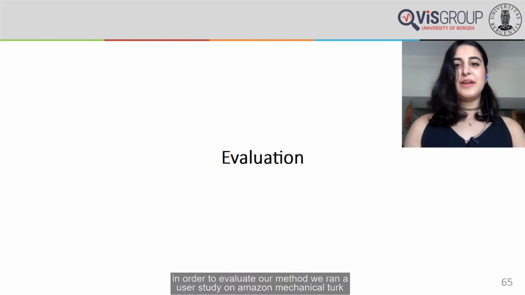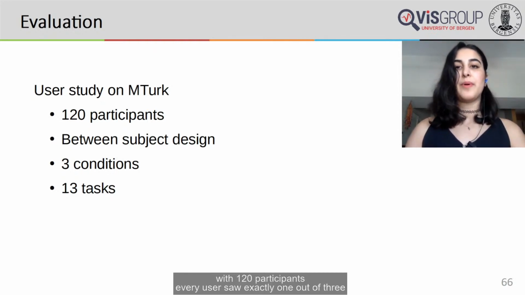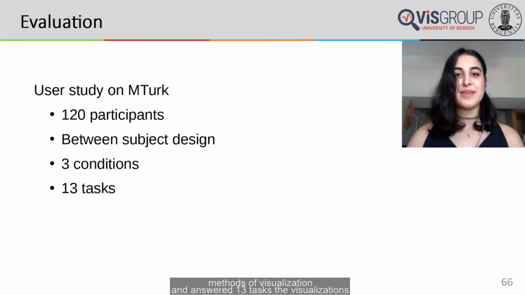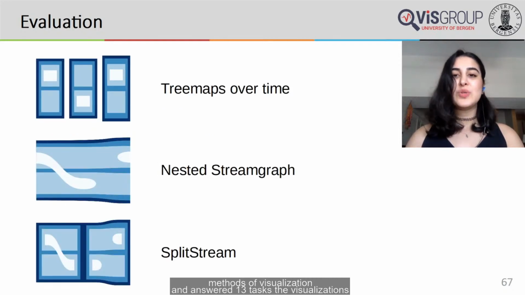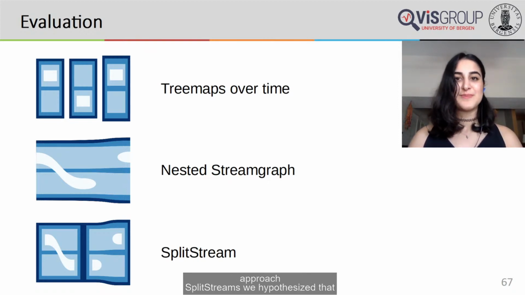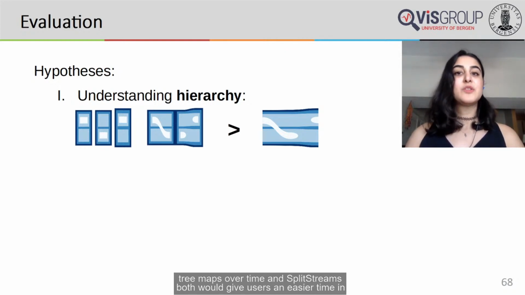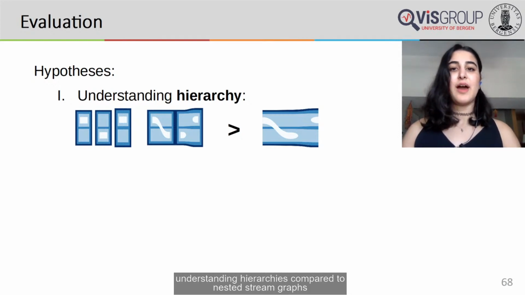In order to evaluate our method, we ran a user study on Amazon Mechanical Turk with 120 participants. Every user saw exactly 1 out of 3 methods of visualization and answered 13 tasks. The visualizations were tree maps over time, nested stream graphs, and of course our approach, split streams. We hypothesized that tree maps over time and split streams both would give users an easier time in understanding hierarchies compared to nested stream graphs.